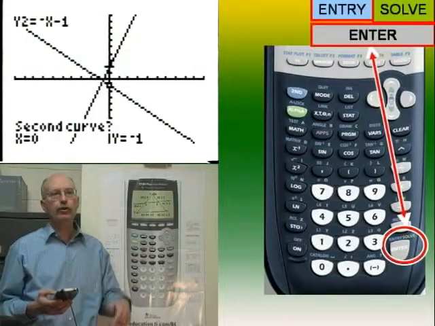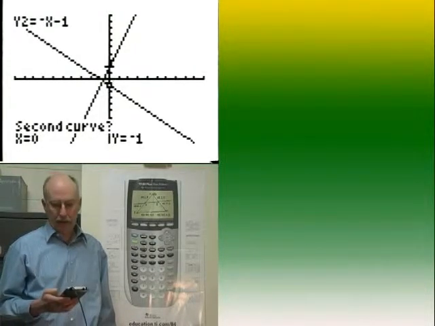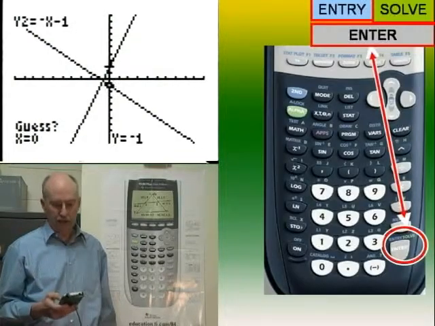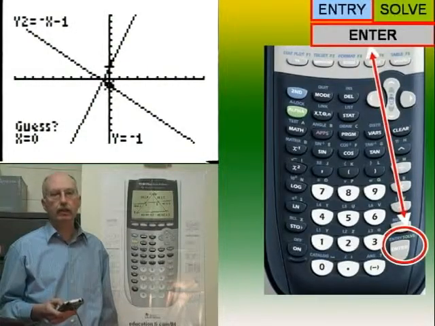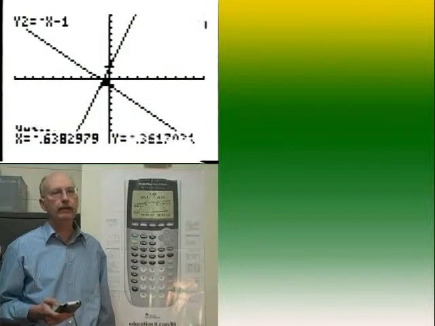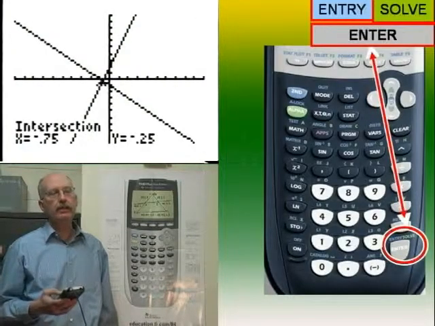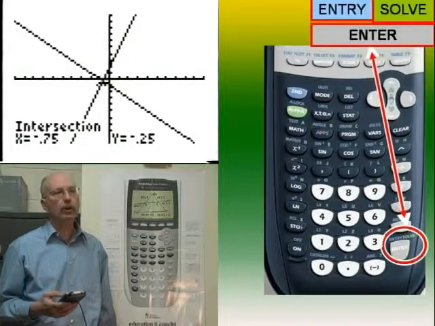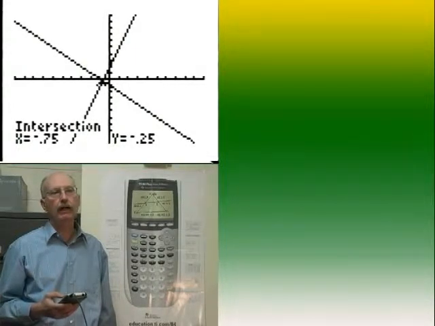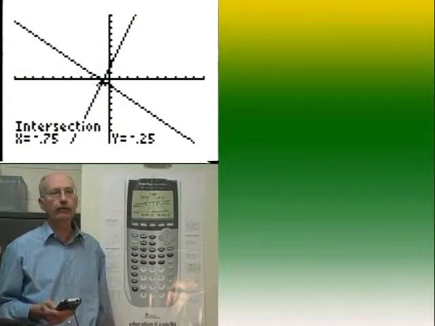And notice that the cursor jumps down to the other line and it says, are we on the second curve? And the answer is, yes we are, so we'll hit enter. And now it's asking for a guess. The guess really doesn't matter too much. All it does is speed up the calculation if you're pretty close. So we're going to move over a little bit. We'll use that as our guess. And we'll hit enter again. And it says that the intersection of those two lines occurs when x equals minus 0.75 and y equals minus 0.25. Which is kind of neat if you're trying to find out where two things are intersecting.